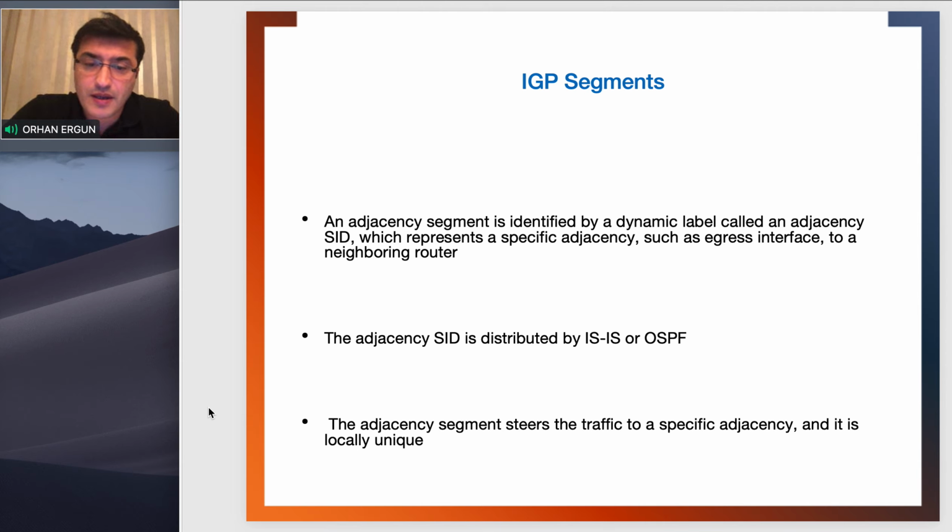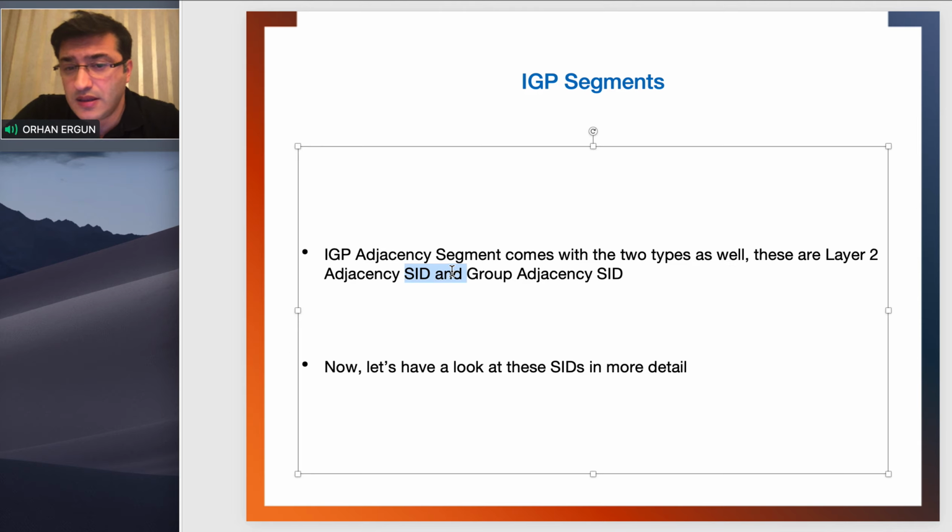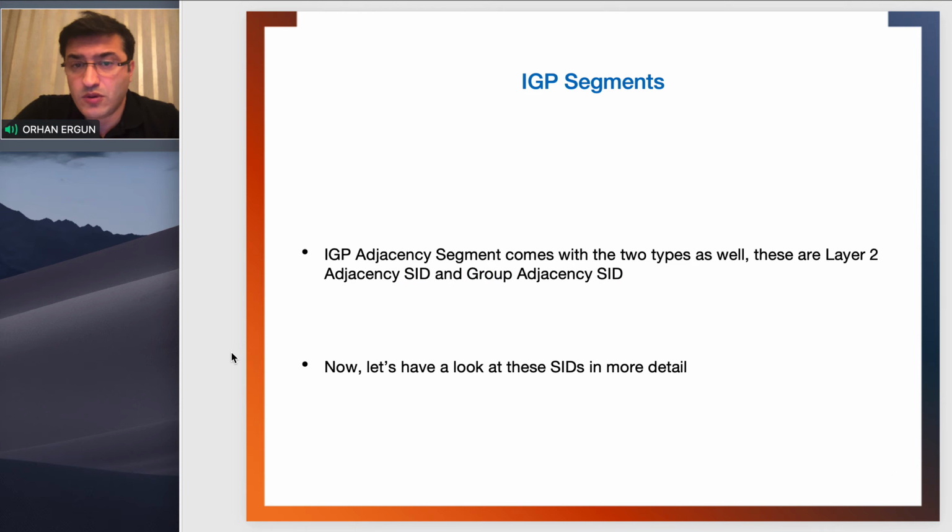At the moment, what I am saying is that the adjacency segment is used for traffic engineering purposes a lot. The IGP adjacency segment comes with two types as well. These are the layer 2 adjacency segment and the group adjacency segment. Let's look at these segments in more detail.